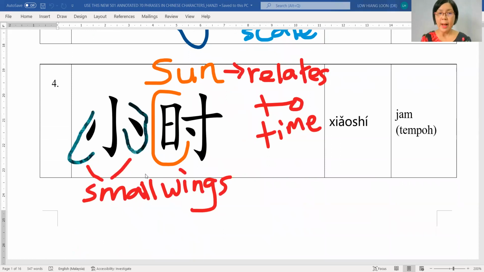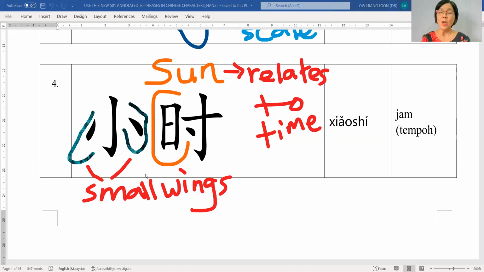So in Mandarin, there are many radicals. So what are the radicals? Radicals are actually the parts that are shared by many other characters. It means that in this character, you find it. For example, this is a sun radical. In another character, you also find the sun radical.